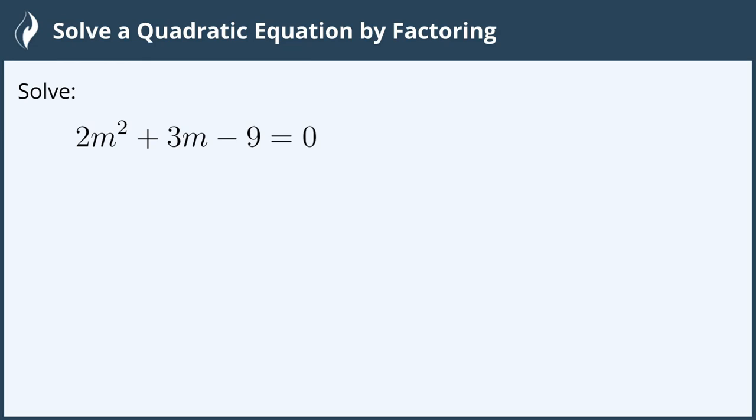Hi everyone! In this video we will solve a quadratic equation by factoring. Solve 2m squared plus 3m minus 9 equals 0. This does not fall in the form of a equals 1.